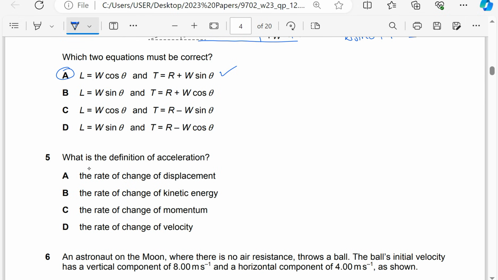What is the definition of acceleration? Remember, acceleration is the rate of change of velocity. So this is wrong, this is wrong, this is wrong. It is the rate of change of velocity. So the answer is D.